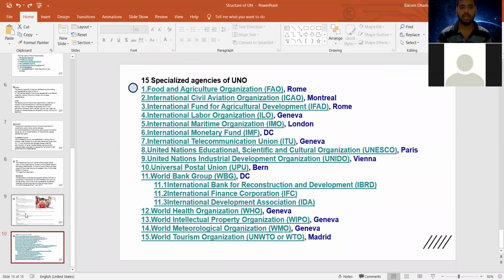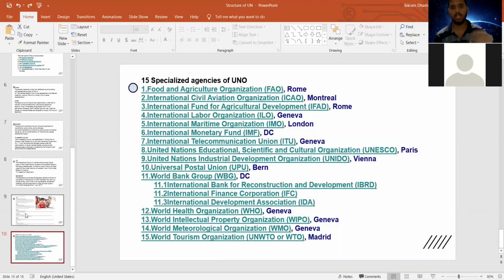The first one is the Food and Agriculture Organization, FAO, which works in the sector of food and agriculture and has its headquarters in Rome. Second is the International Civil Aviation Organization, ICAO, whose headquarters is in Montreal. It works in the field of civil aviation, aircraft and airways. Third is the International Fund for Agricultural Development, IFAD, and likewise, there are 15 specialized organs of the United Nations.